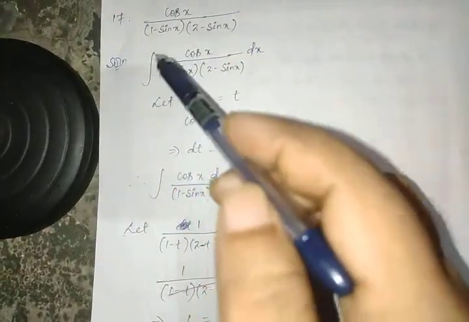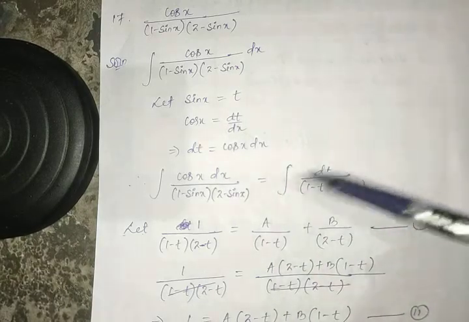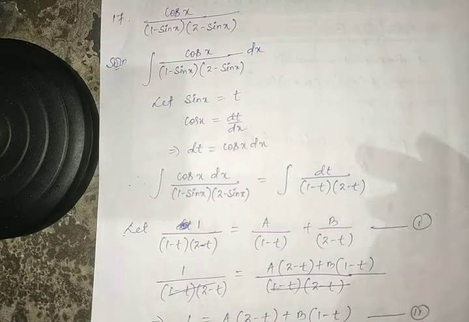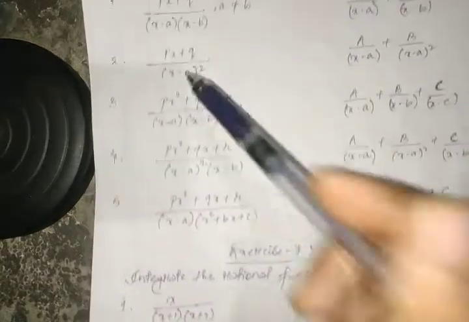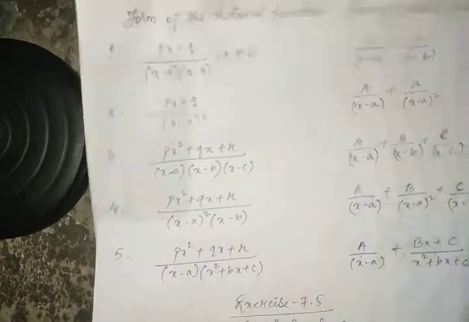Okay, now let us do question number 17. Cos x by 1 minus sin x into 2 minus sin x. So this integral is also of this type, right? So we'll have to make it in this form.